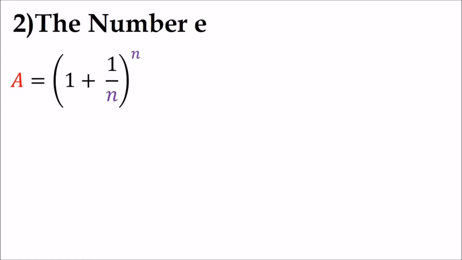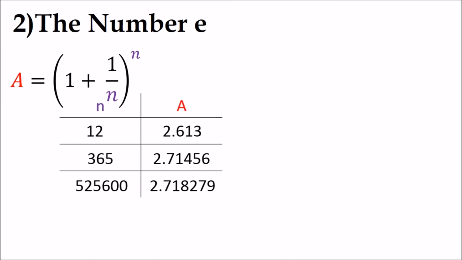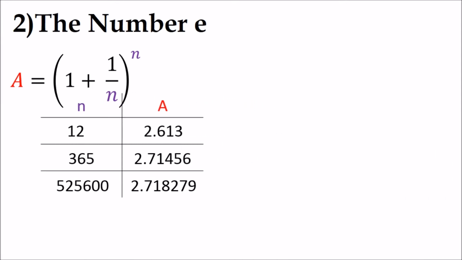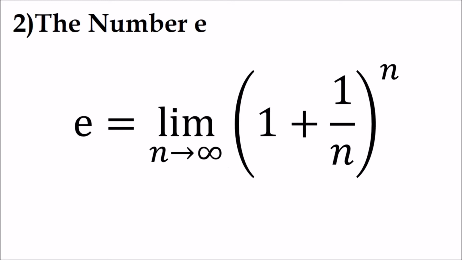Now let's assume that this interest rate was compounded every month. Substitute 12 for n in our equation and you'll get A equals 2.613. If I compounded it every day, I'll get A to be 2.71456. Every minute, I'll get A equals 2.718279. What we notice is that as n increases, A, the balance in my account, keeps getting closer to the number e. So we can define the number e to be the number that the function f of n equals (1 plus 1 over n) to the power n approaches as n approaches infinity.